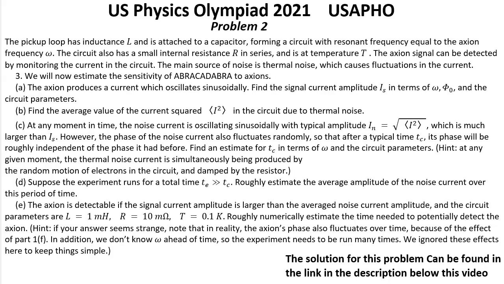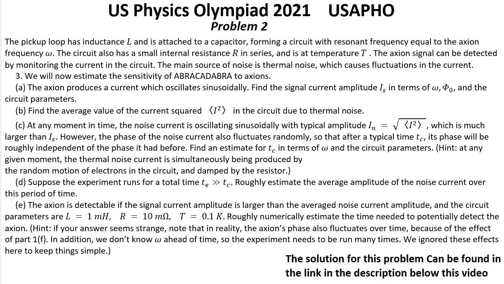Next, the pickup loop has inductance L and is attached to a capacitor, forming a circuit with a resonant frequency equal to the axion frequency ω. The circuit also has a small internal resistance R in series and is at temperature T. The axion signal can be detected by monitoring the current in the circuit. The main source of noise is thermal noise, which causes fluctuations in the current.